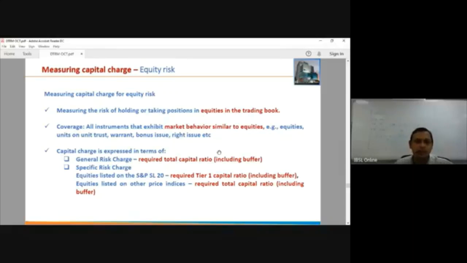Again, equity risk also has two types of risk charge: the general risk charge for the total investments in equity, and the specific risk charge. Now here the specific risk charge depends on which price index that particular share is listed in. Now in Sri Lanka we have two basic indices. We know the best companies are listed in the S&P SL20, and we have an All Share Price Index also.